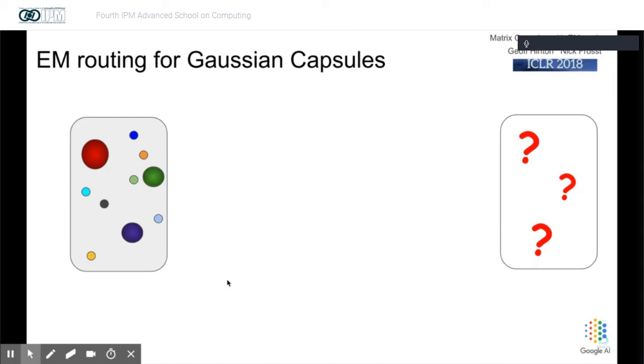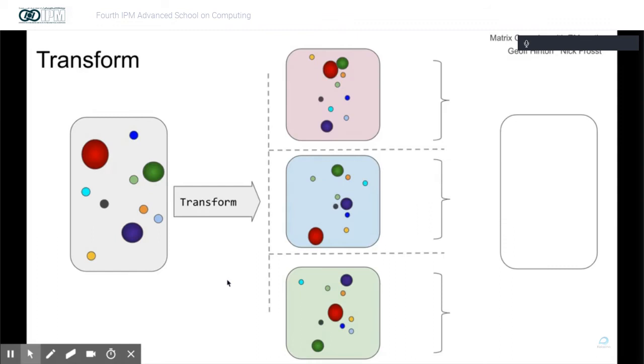Consider the 10 low-level capsules visualized on the left with different existence probabilities and coordinate frames. From the 10 active capsules in the lower level, we want to figure out the next level 3 capsules on the right.